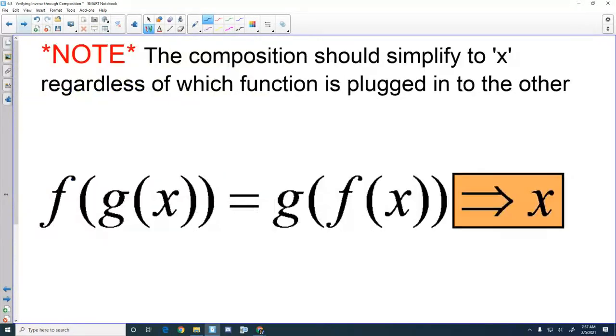All right. And so this is what we're checking right here. f of g of x should equal g of f of x. And both of them should simplify, when you combine like terms and cancel stuff out, to become just an x on their own. If that is the case, then we would say, yes, these functions are in fact inverses, and you've demonstrated it through all of your steps. If they aren't the same, then no, they are not inverses.